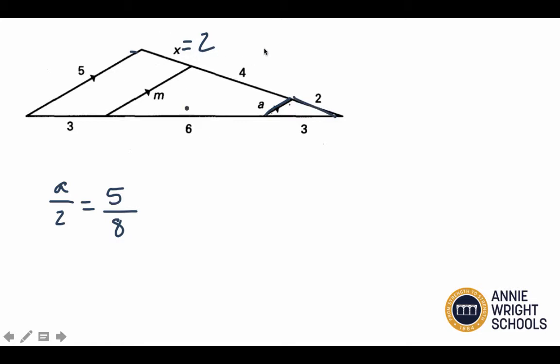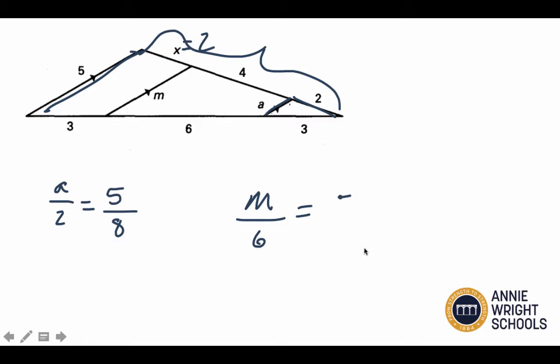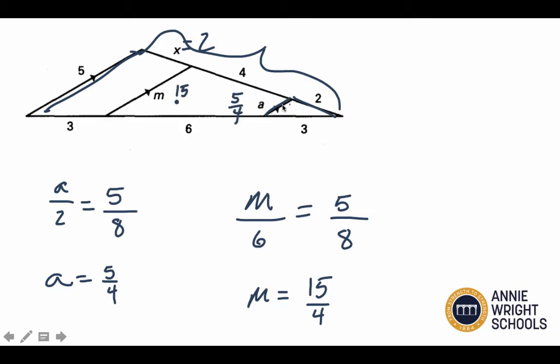A is to 2 what 5 is to this whole side. Same thing with M. M is to 6 what 5 is to 8. So here, pretty easy, you get that A is equal to 10 over 8, or 5 over 4. Here you get that M is equal to 30 over 8, or 15 over 4. So this is 5 over 4, and this is 15 over 4.